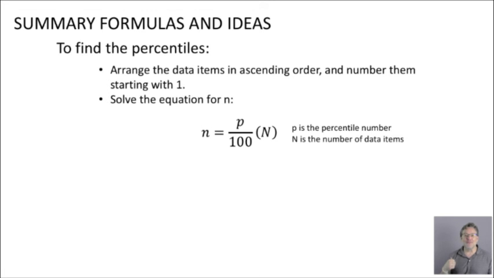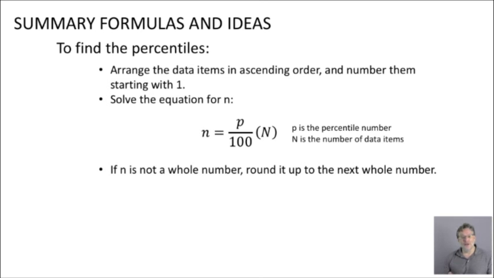Remember, in our previous example, we were working with 25 data values, so capital N there is 25. And then you solve that equation. Now, if the value that you get is not a whole number, you always round up to the next whole number, and then look at the value of that nth data item. That's the percentile you're looking for.